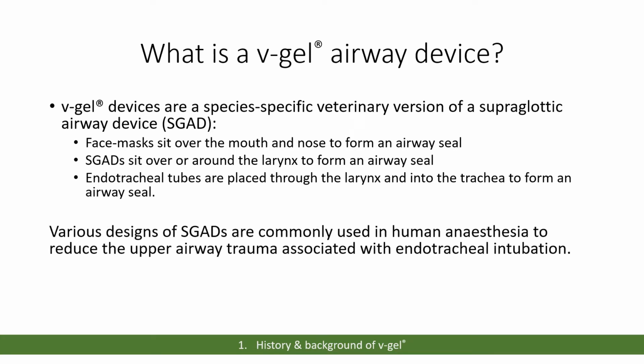In human anaesthesia, supraglottic airway devices are very commonly used, and the reason for that is to reduce the trauma that's associated with endotracheal intubation, and that's both the risk of trauma and also the pain and discomfort associated with intubation.